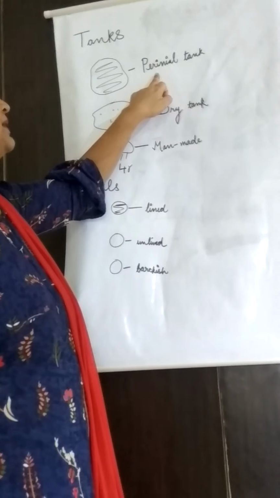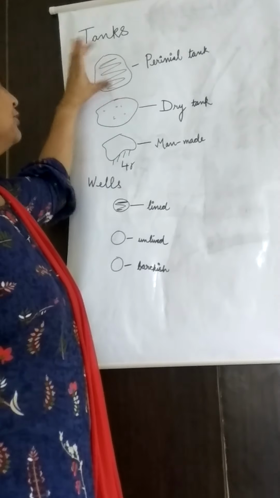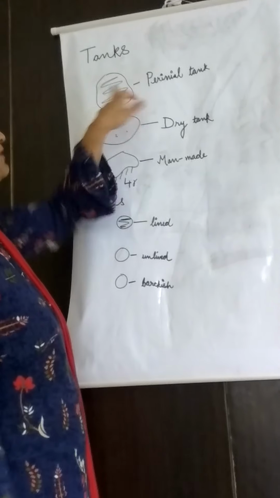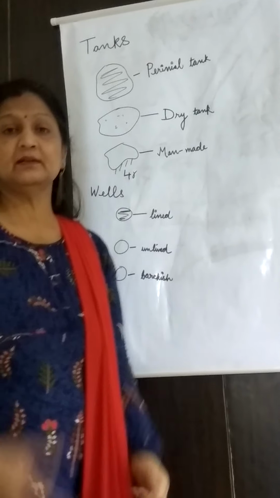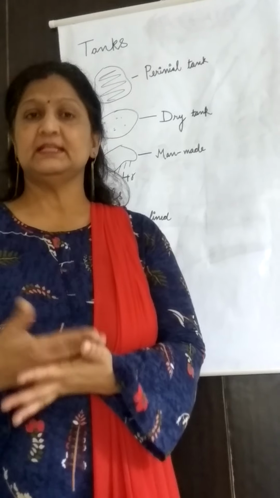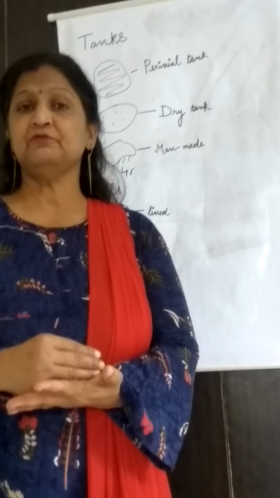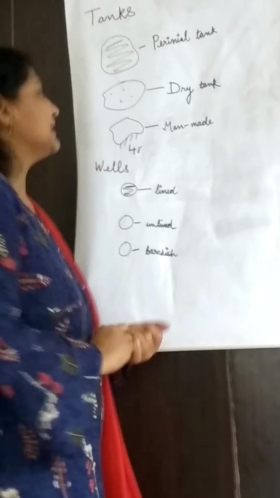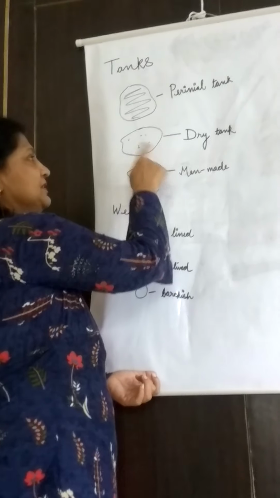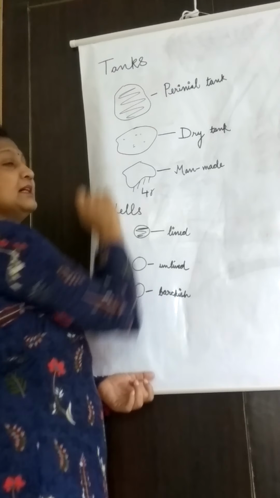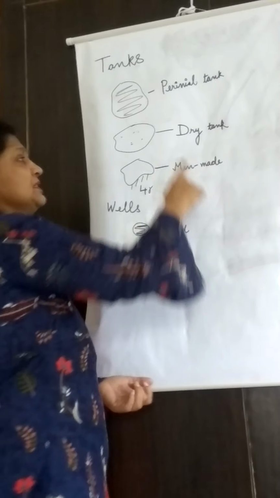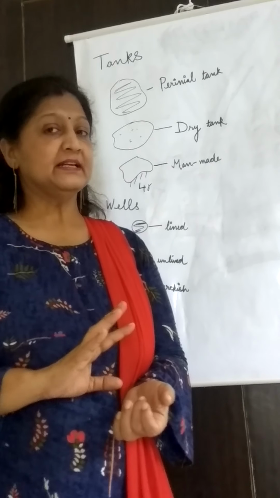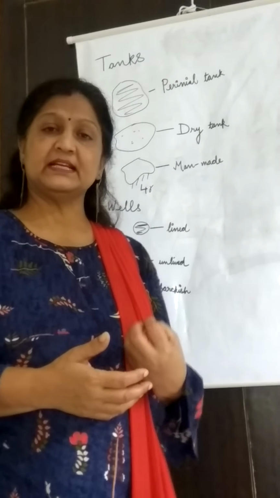The first one is a perennial tank, the tank having water. If the tank is blue in color, it means it has water. It means the region had enough rainfall, so the tank is filled with water. Now the next tank is known as a dry tank. If the tank is white in color and has black dots, it means a dry tank. The tank does not have any water.